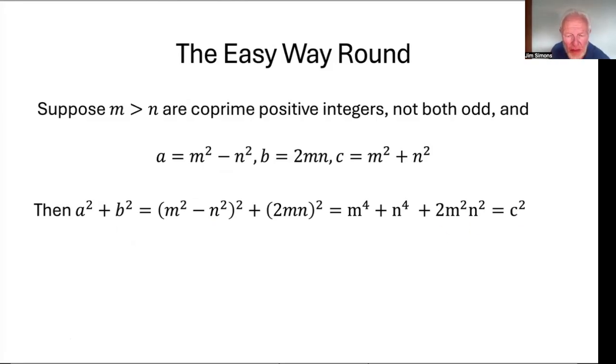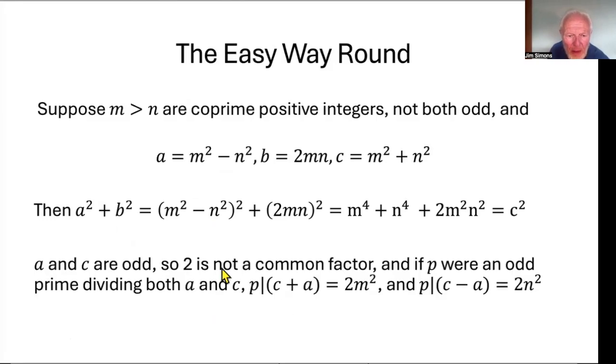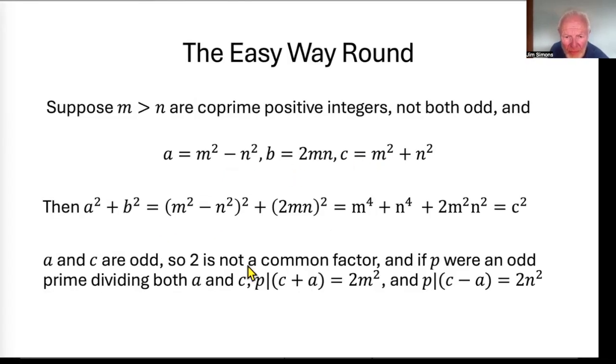Now, is it primitive? That's just a little bit subtle. A and c are certainly odd, because m and n, one's even and one's odd. So A and C are both odd and B is even, so 2 is not a common factor. And if we had a common factor P, if P were an odd prime, a common factor of A, B, and C, then it would certainly divide C plus A, which is 2m squared, and also C minus A, which is 2n squared. And so it would divide both m and n, but it doesn't because m and n are co-prime. Okay, so that's that.